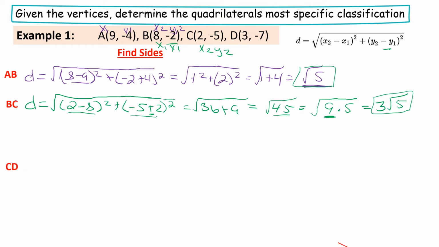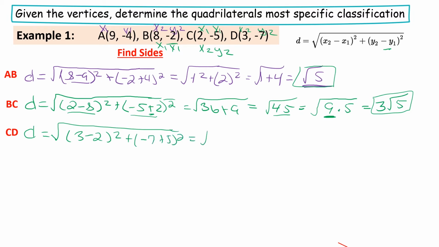So finding my other side here, same thing, distance formula, side CD. So x1, y1, x2, y2. 3 minus 2 squared plus negative 7 plus 5 squared. So just finding the length of each side. Simplifying that, I'm left with 1 plus 4, and I'm left with the square root of 5. Alright, next, AD.